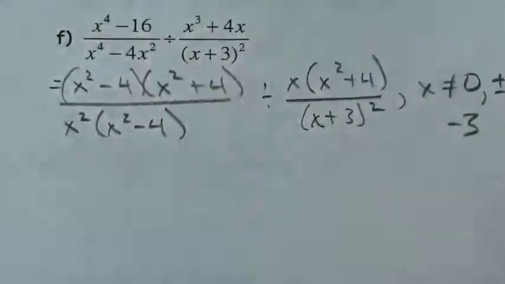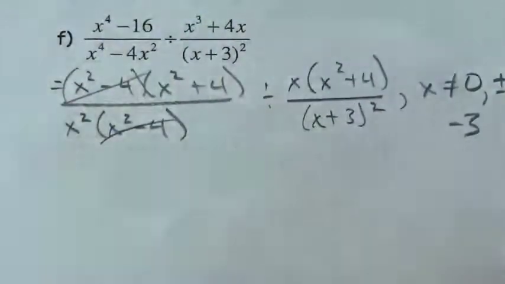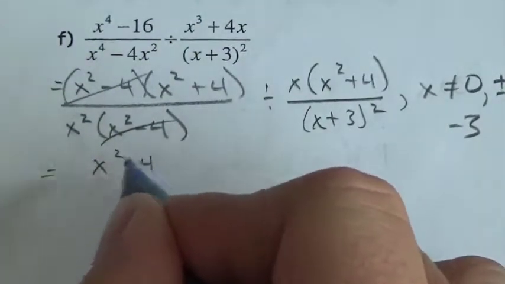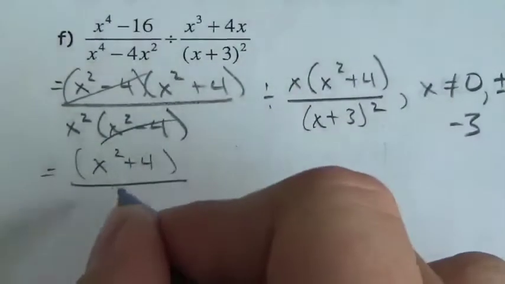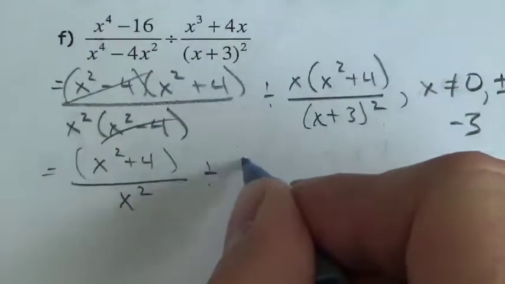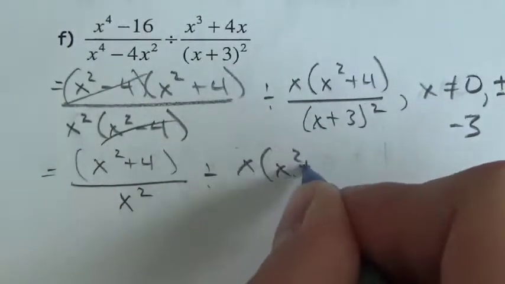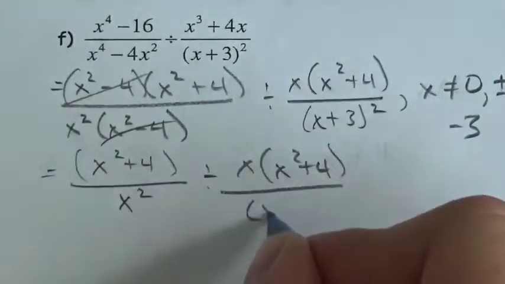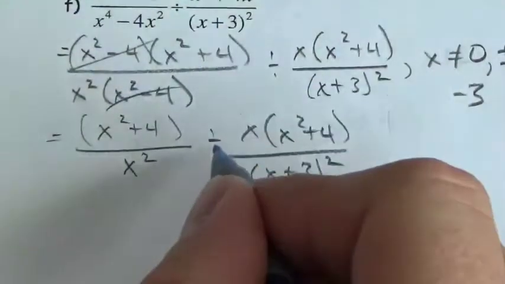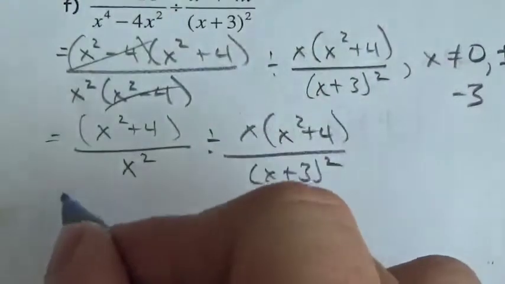And yes, I can. The x squared minus 4 is going to disappear. And so this becomes (x squared plus 4), and I'll put parentheses around that to keep it together, over x squared, divided by x over (x squared plus 4) over (x plus 3) squared. There's no other simplifying that I can do. In other words, no other canceling I can do to create a 1.